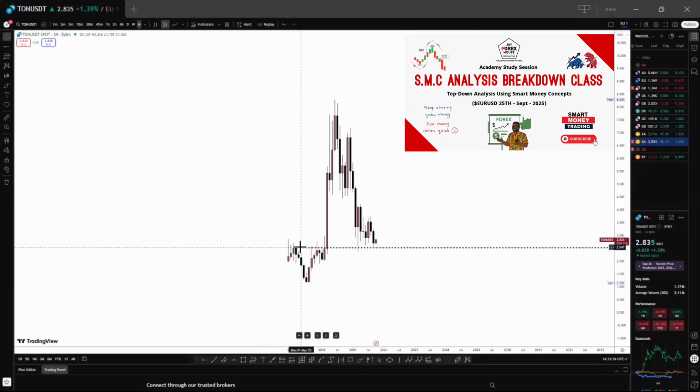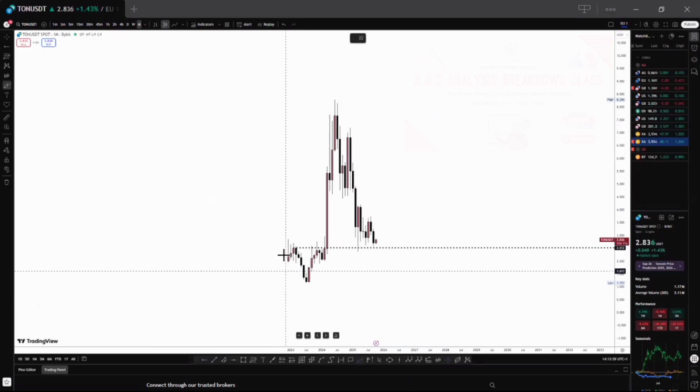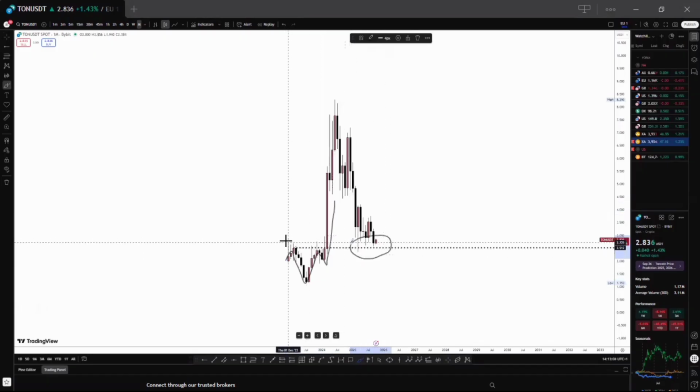Now, this is a key level because, as you can see, it was a resistance level when the initial price action was released, and then it became a major support. So it's now a support, previously a resistance. It's going to be a major key level, and this is on the monthly time frame. Moving forward, we have to identify the other key levels that are visible.